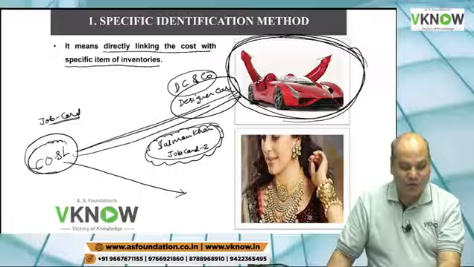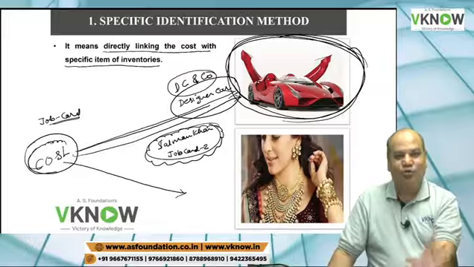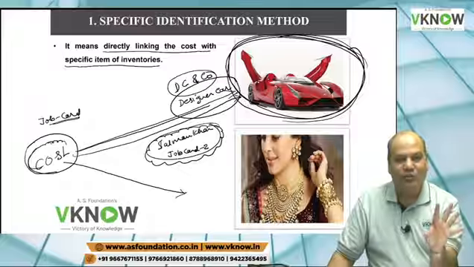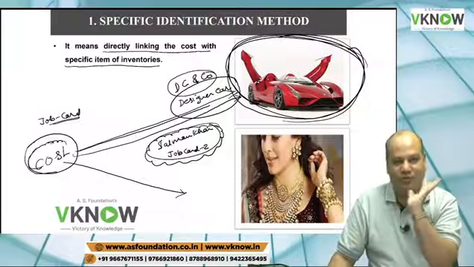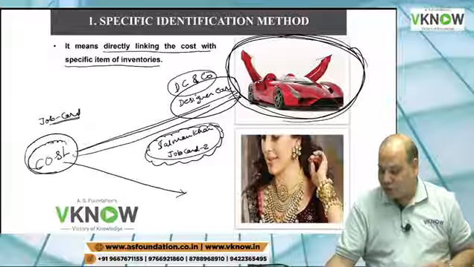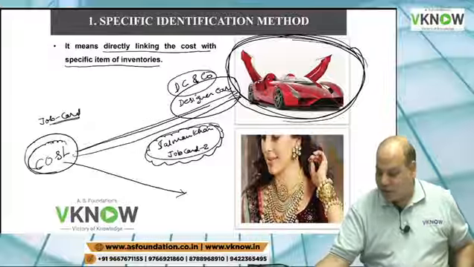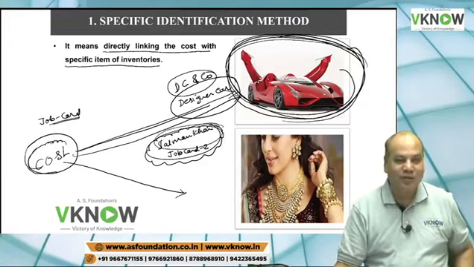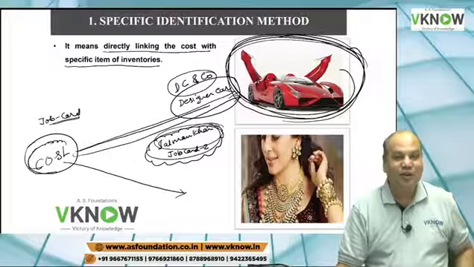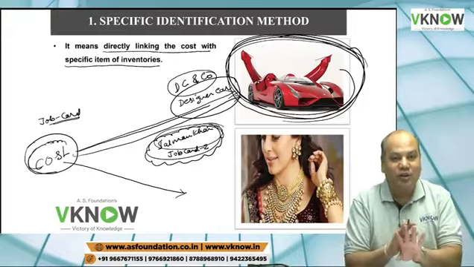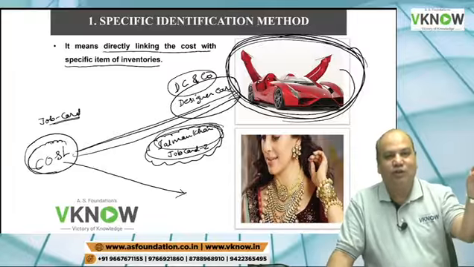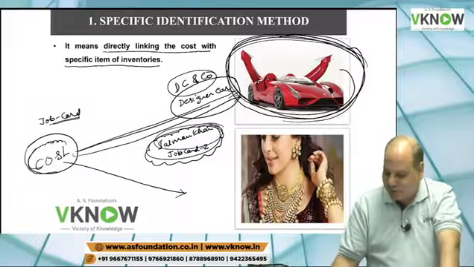So now you have understood that this method can be used only in certain industry where the goods are manufactured as per the specific requirement of a customer. Second thing, goods cannot be interchanged. My car cannot be given to Salman Khan and vice versa. Salman Khan's car cannot be given to me. Goods should not be interchangeable. Specific item of inventory is meant for a specific customer only. Is it right?